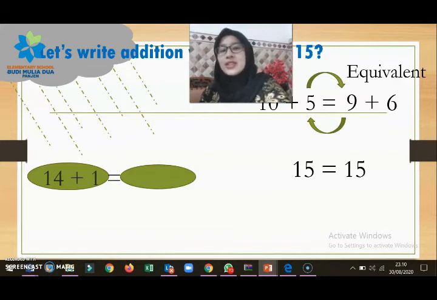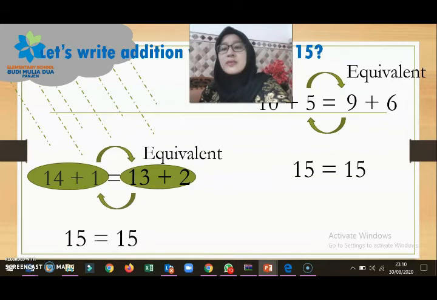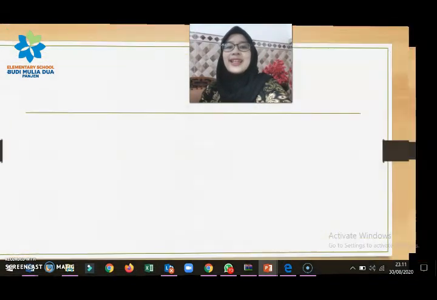Okay, the others additions that has the total 15 is 14 plus 1 and 13 plus 2. Okay, you can check it. Please check it. Is it correct that they have a equivalent total? Yes, 15 plus 1 is 15. 14 plus 1 is 15. And 13 plus 2 is 15. So they are equivalent. Okay? Let's continue.